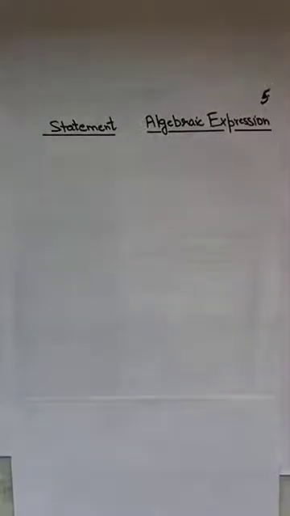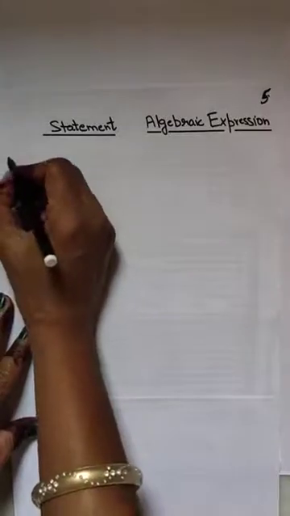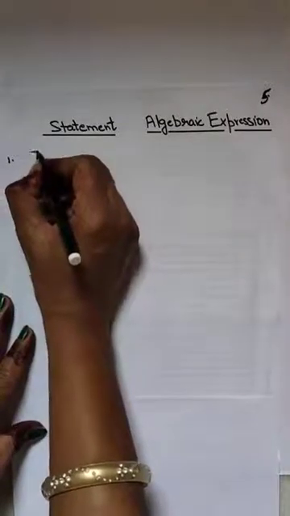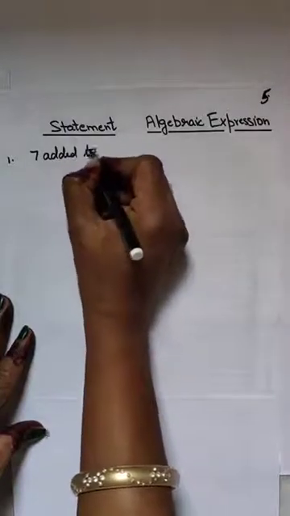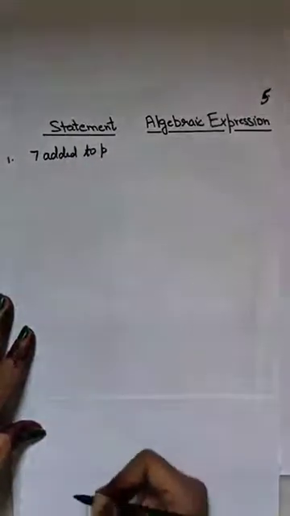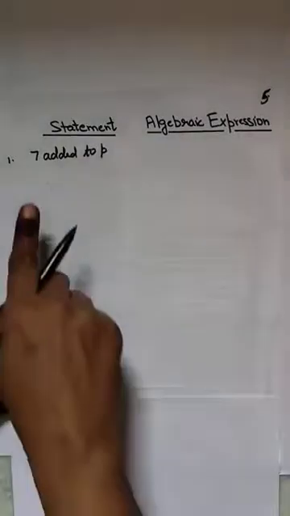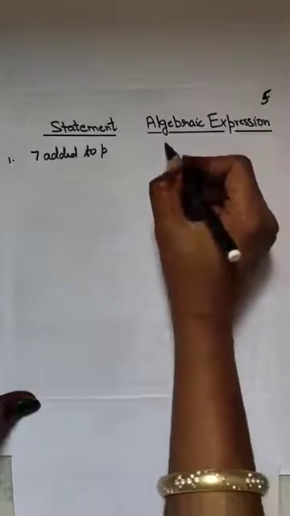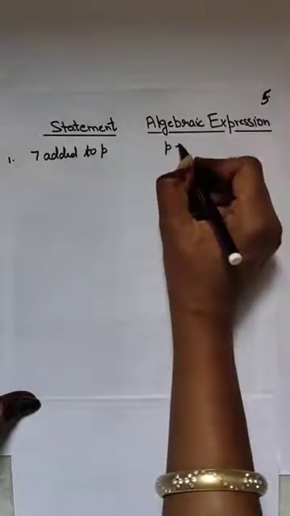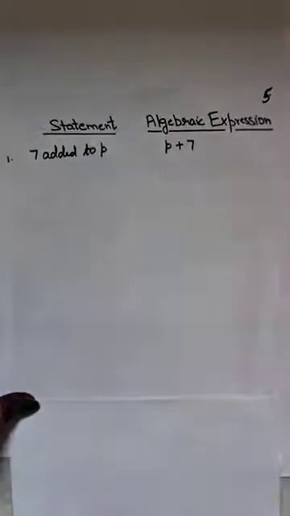Now I am going to tell you how expressions can be formed, how algebraic expressions can be formed when statement is given to you. This is very important topic. Suppose it is 7 added to P. What does it mean? That we are going to add 7 to P. Okay. So its expression is P plus 7.